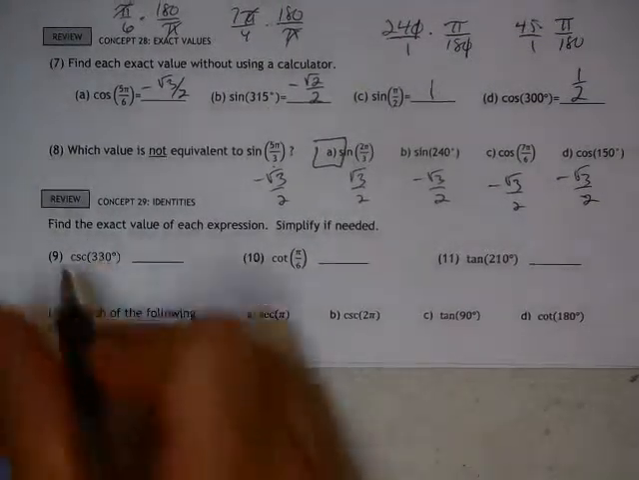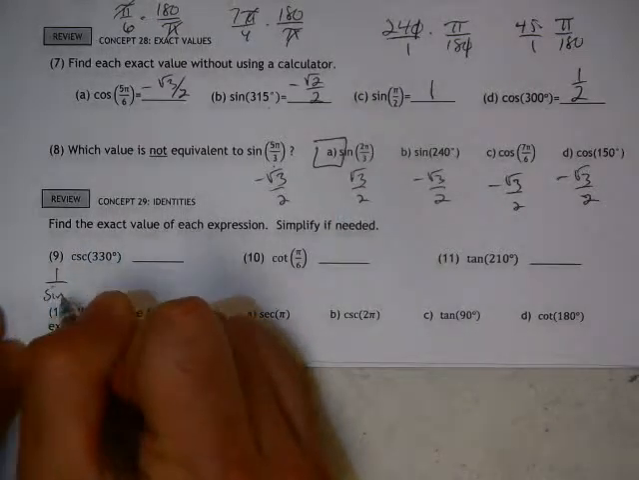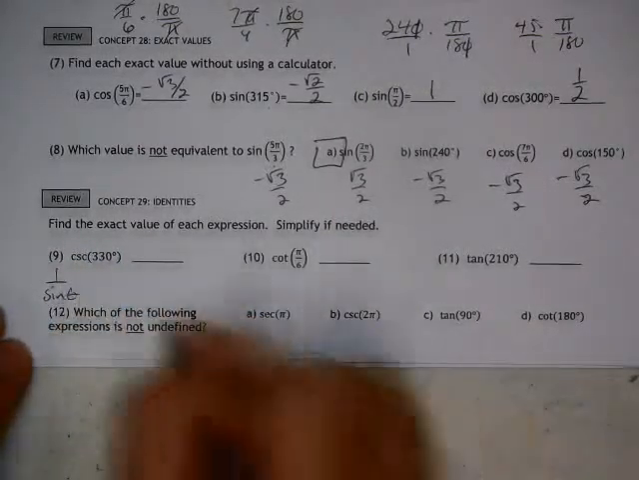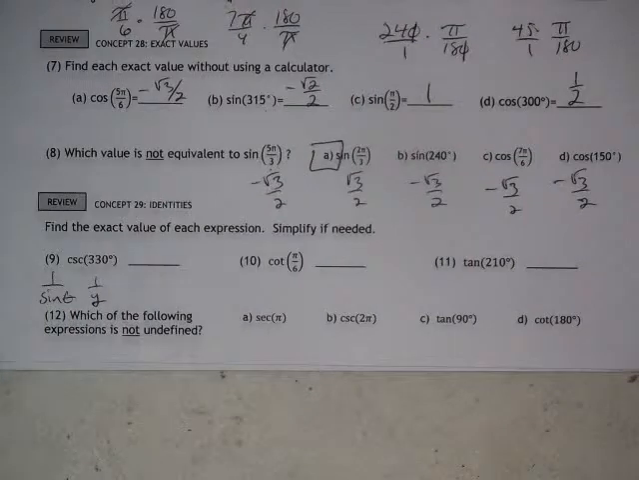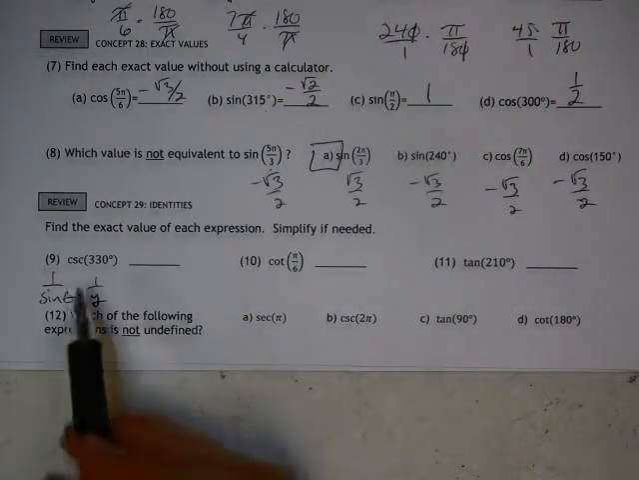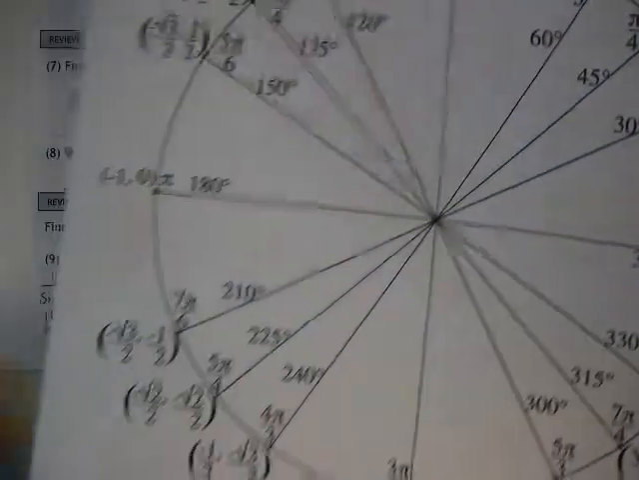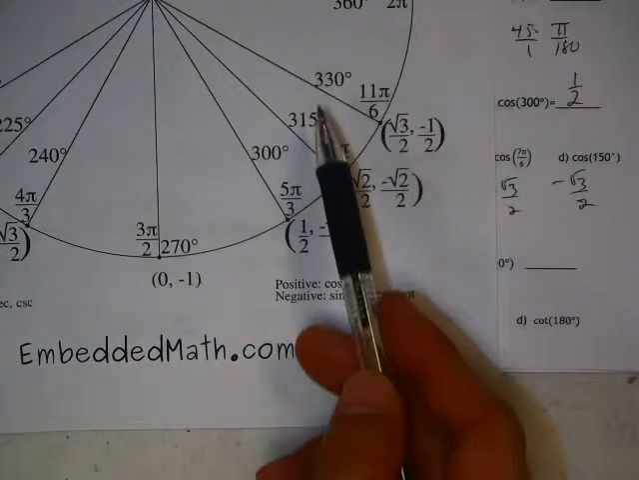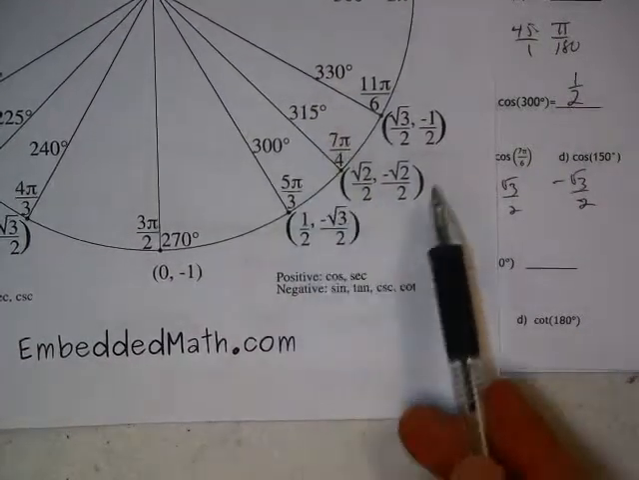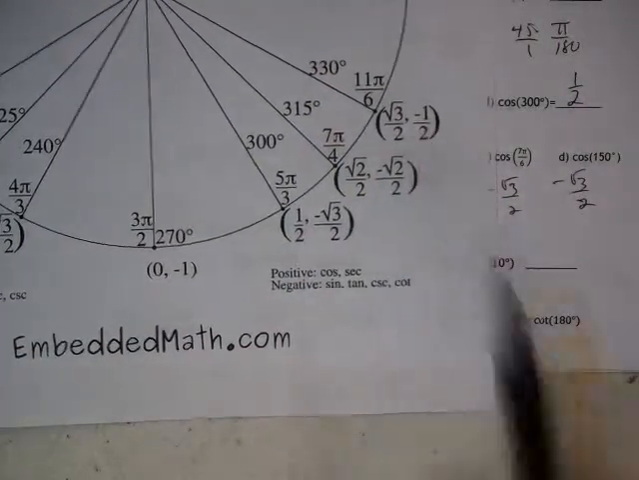Remember that the cosecant is 1 over the sine of theta, which is 1 over the y value. So we're taking the y coordinate and just flipping it over. So first we're going to find 330 degrees and find the sine of that. So at 330, there's 330 degrees. The y value is negative 1/2.